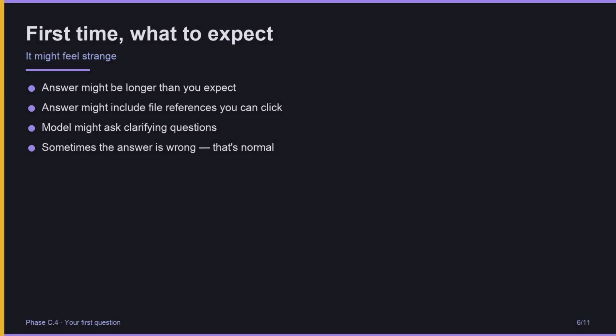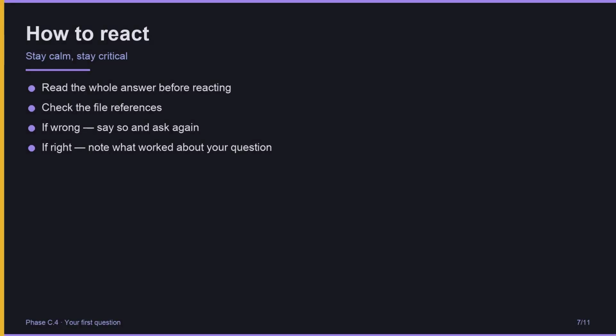First time, what to expect. The answer might be longer than you expect, the model is thorough. Answer might include file references you can click or add to read. Model might ask you clarifying questions before answering. And sometimes the answer is wrong, that's normal, and that's why we learned about hallucinations in phase A. Verify before trusting.